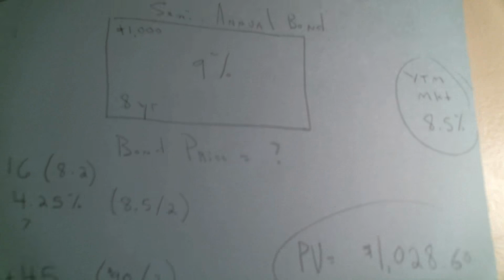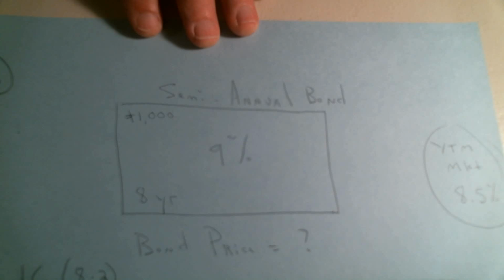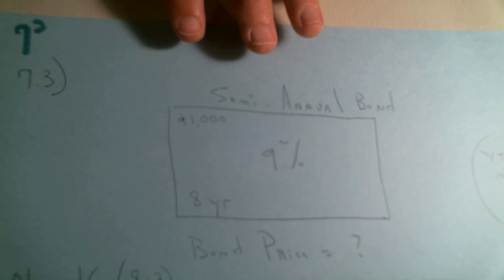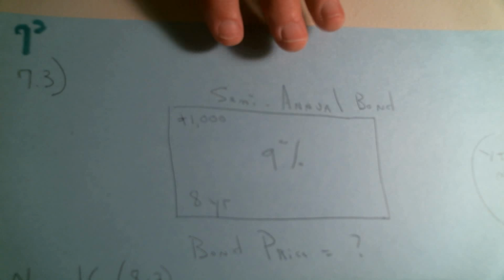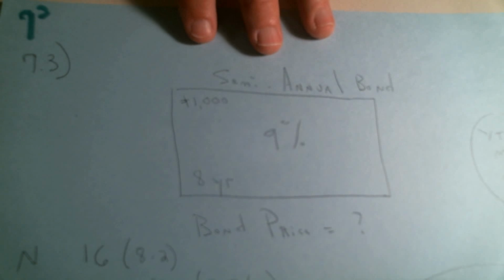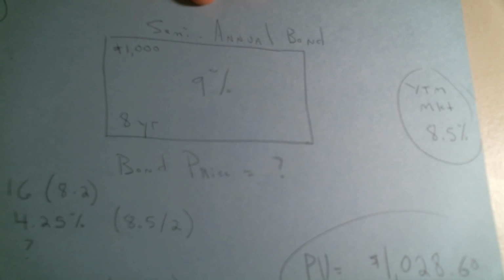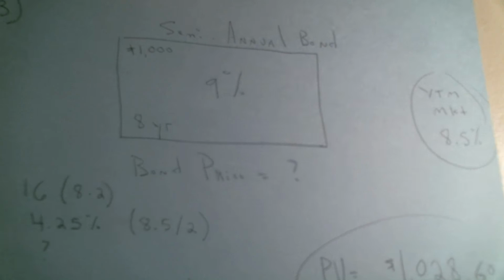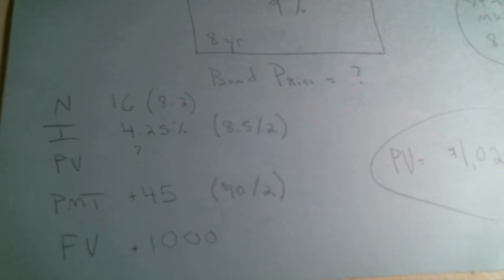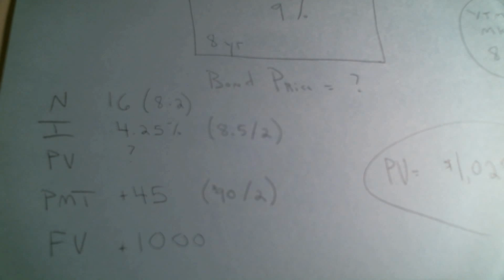Okay, one more time. Again, 7.3. That's a picture of the bond. We're looking for the bond price. The yield, the market prevailing rate, is 8.5. So you're set up. Okay, remember semi-annual, so you have to split the interest and double the periods.